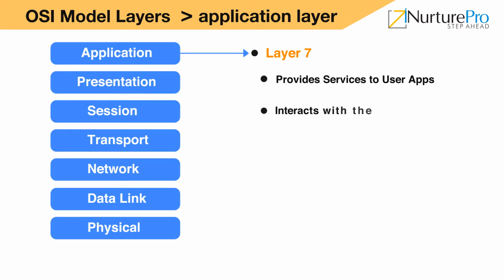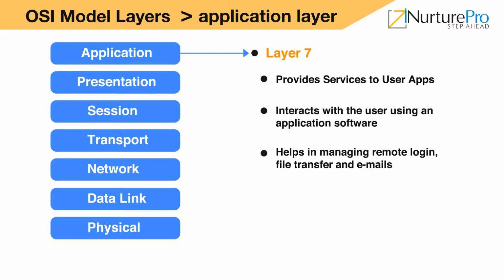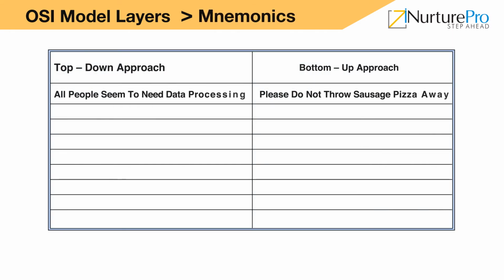It provides services for interacting directly with the user applications. Applications such as Microsoft Word and Microsoft PowerPoint that run on the local computer use an interface provided by the application layer to get network services such as retrieving a file from the network. To easily remember the 7 layers of the OSI model, remember the mnemonic for top to down.